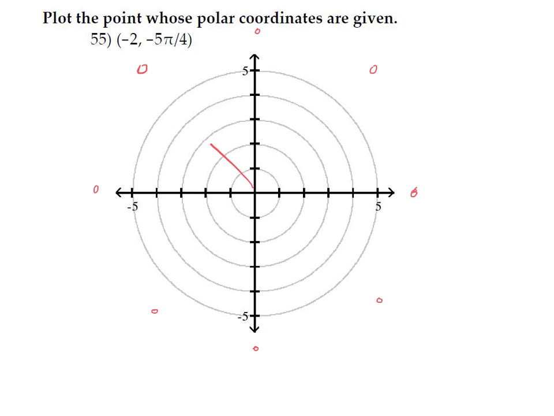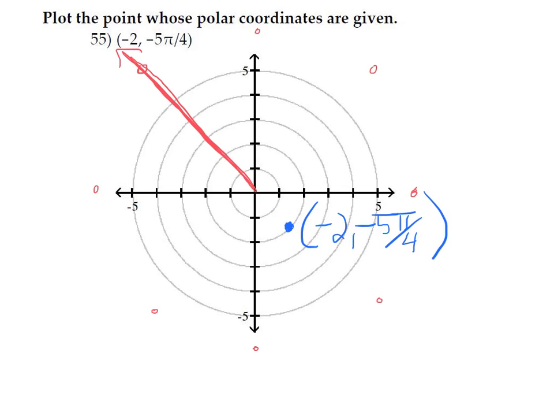So this is the direction they're telling us to face. So we're facing in that direction. That's what the negative 5 pi fourths tells us. We're standing at the origin, facing in that direction. And then it tells us to walk backwards 2 in that direction. So facing in this direction, walking backwards 2 would get us right here. And this would be negative 2 comma negative 5 pi fourths.